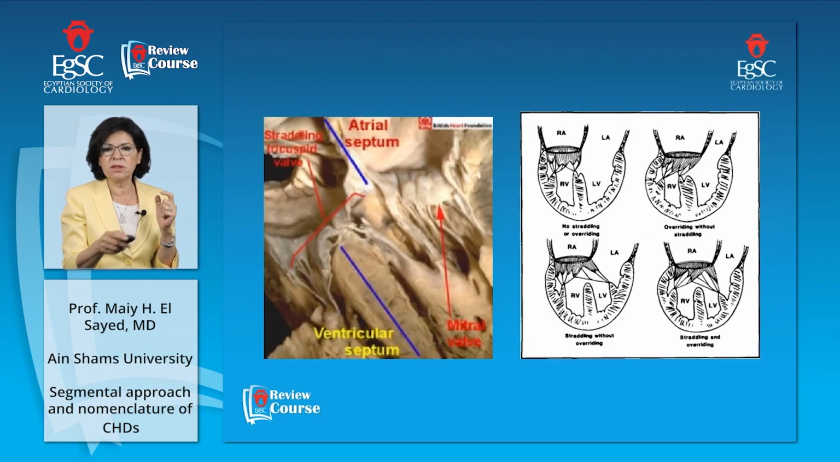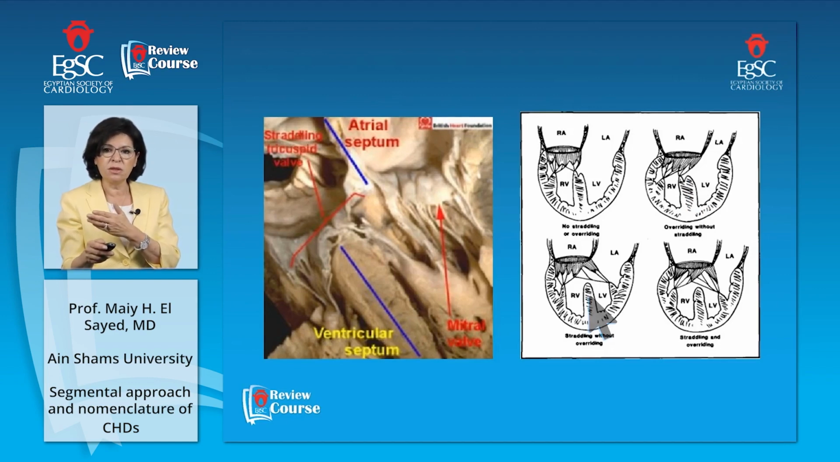So this is a representation. The first one on your upper left corner is a valve that is not straddling and is not overriding, meaning that the annulus stays in this place and the chordae tendineae are related to the same ventricle. And then it can be overriding, so the annulus is moving and overriding the septum, but all the chordae are in the same ventricle and they have not crossed. And it can be straddling only, so it is not overriding, but the chordae have moved from one ventricle to the other, so this is straddling.